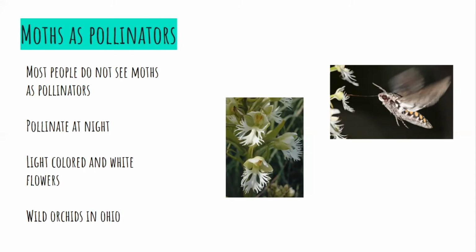The picture that is shown is specifically a prairie fringed orchid that is pollinated exclusively by the hummingbird moth. And the prairie fringed orchid is threatened at the state and federal level, and this is a specific example of how a moth can be needed to exclusively pollinate a specific plant for its survival.